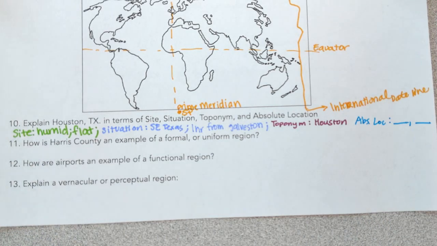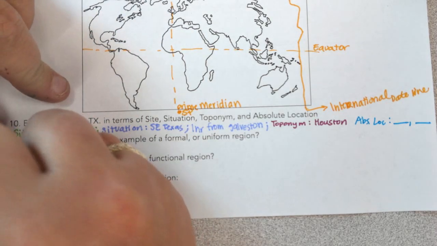How is Harris County an example of a formal or uniform region? Now, a formal region, from what we learned, is where everyone shares in common one or more distinctive characteristics. This is like Montana. Montana, they're all governed by the great state of Montana. Harris County, we could say that Harris County all falls under the purview of the Harris County Sheriff Department.